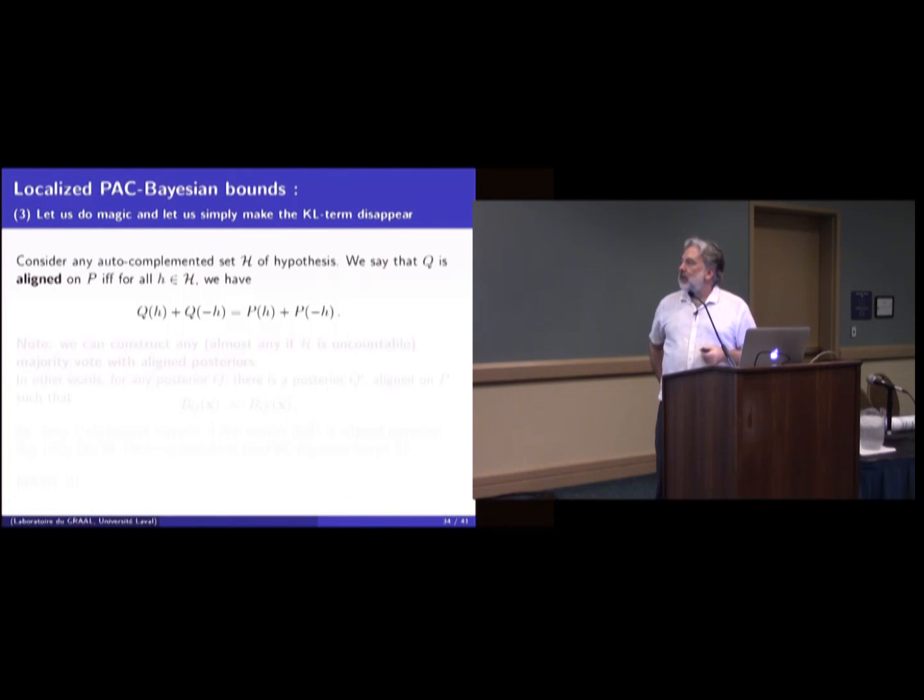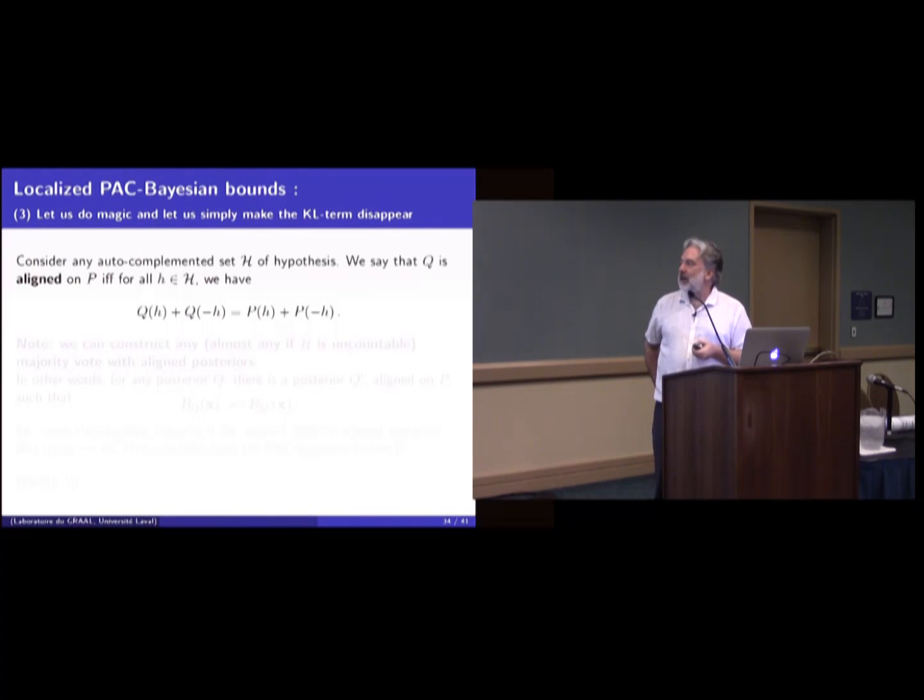Another way to do localized priors is simply to make the KL disappear, saying I don't need it anymore, I put it in the basket and I throw it away. So this is a bit of magic. I'm not sure I totally understand why it works, but the proof is there.